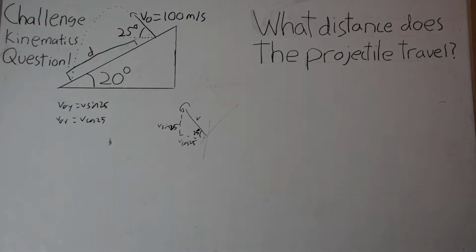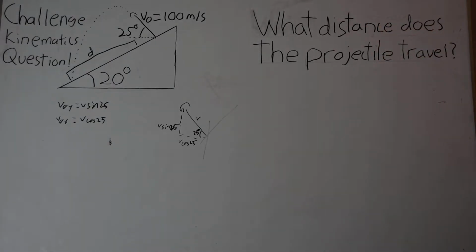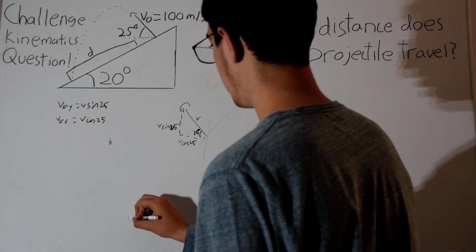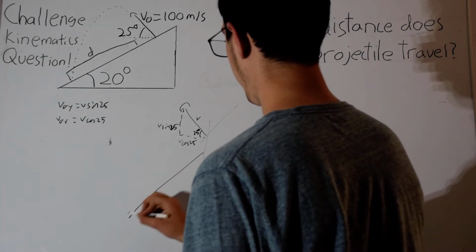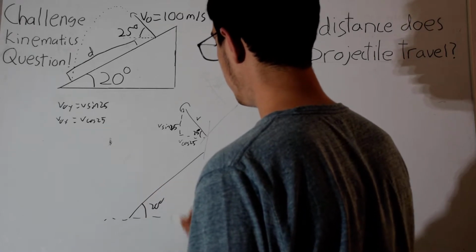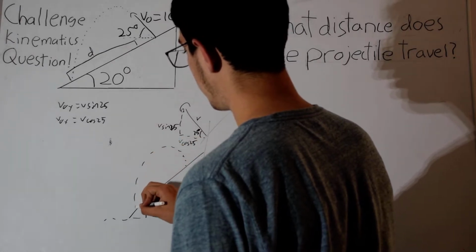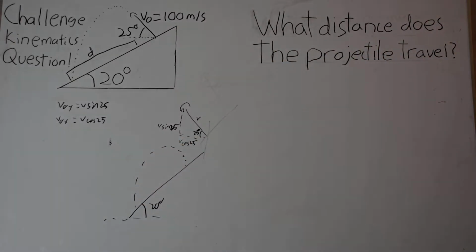Alright, so now let's separate the distance that the projectile travels into its horizontal and its vertical components, and those are just going to be the vertical displacement change in y and the horizontal displacement change in x. So let me draw out the question. So this is the ramp, and this is the ground, and this is the angle that it makes, 20 degrees. And we have some projectile which travels in some parabolic motion.